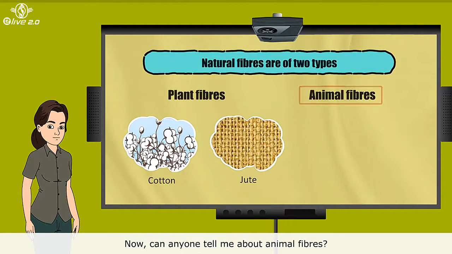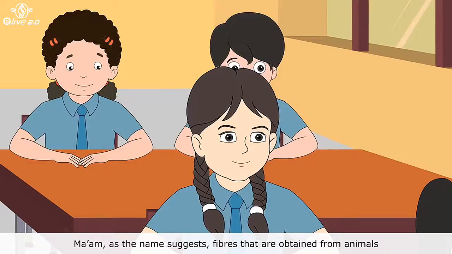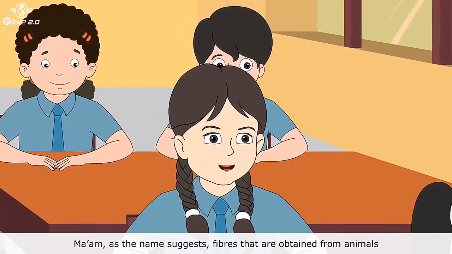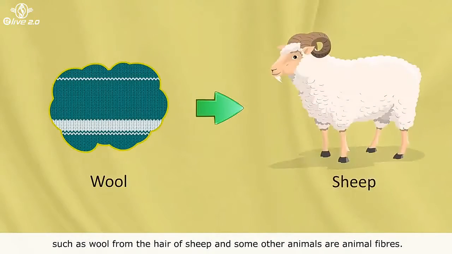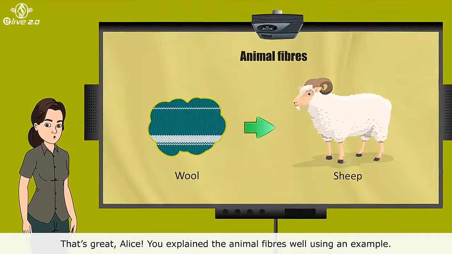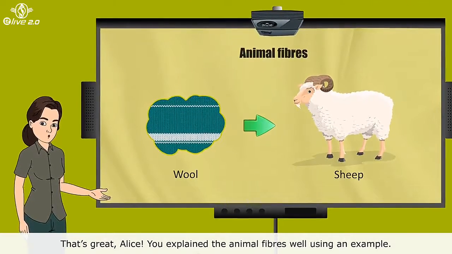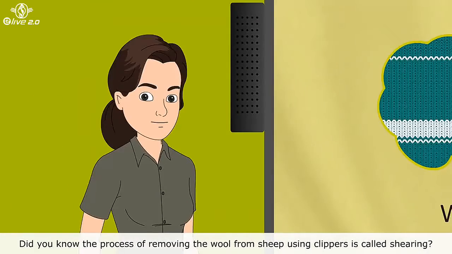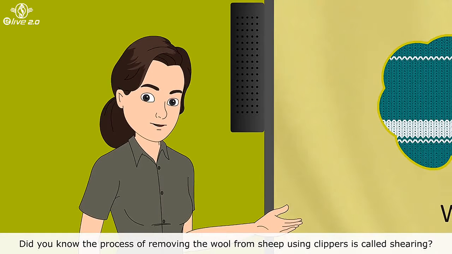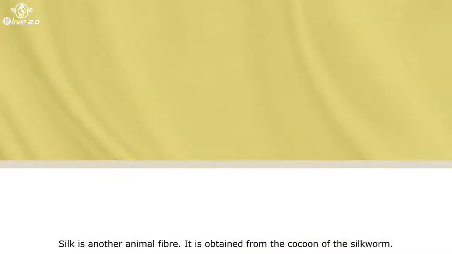Now, can anyone tell me about animal fibers? Ma'am, as the name suggests, fibers that are obtained from animals such as wool from the hair of sheep and some other animals are animal fibers. That's great, Alice. You explained the animal fibers well using an example. Did you know the process of removing the wool from sheep using clippers is called shearing?